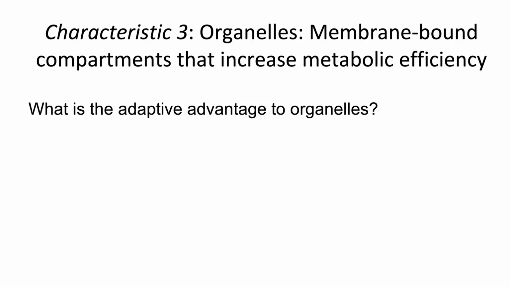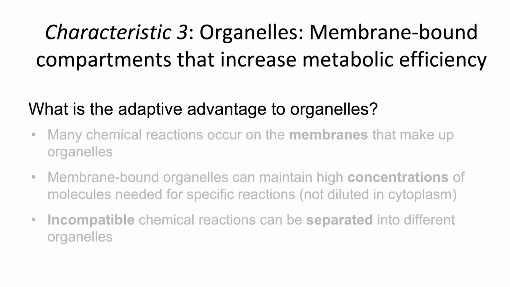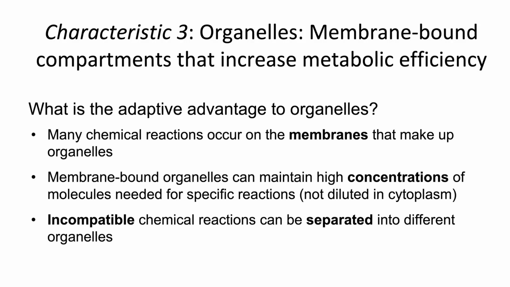And what is the adaptive advantage to organelles? So why have organelles? What does that do for eukaryotic organisms? So a couple important things that organelles do. So just to reiterate here, we use the example of mitochondria and chloroplasts, but there are lots of other organelles out there. Those are not the only organelles. And so all of these organelles, whether it's mitochondria, chloroplasts, or some of the other organelles that exist in eukaryotic cells, they have these three major important advantages that they confer to eukaryotic cells.